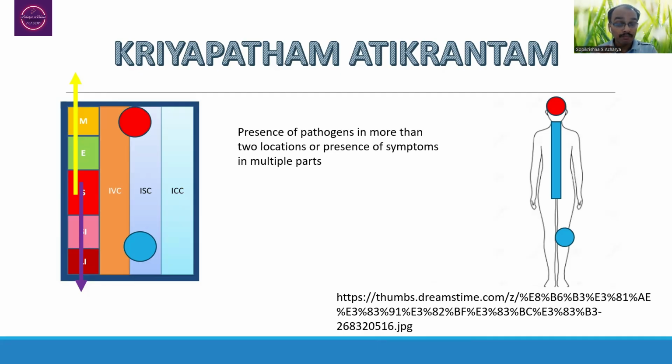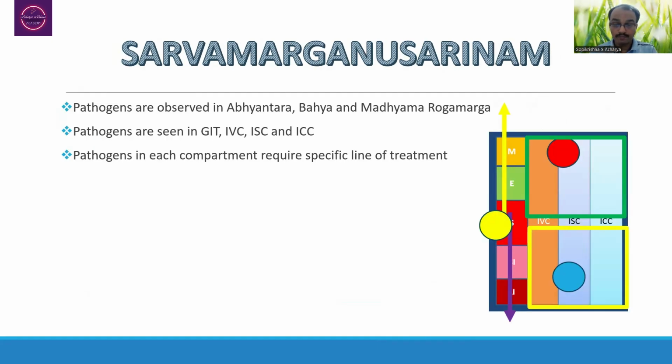It is a little bit difficult because of the multitude of organ affliction. Sarvamarganusarinam. That means the pathogens, or doshas, are present in almost all the Roga Marga. Maybe Abhyantara Roga Marga, or Bahya Roga Marga, or Madhyama Roga Marga. When you think about this, the Abhyantara Roga Marga, here there is a pathogen depicted in a yellow colored circle, present in the stomach, that too the lower end of the stomach, in the sense that the alimentary canal is being afflicted.